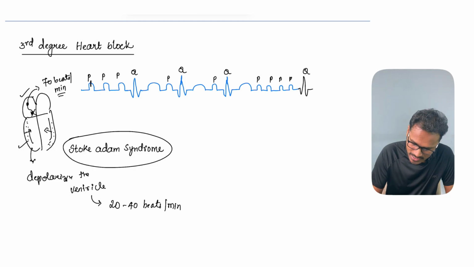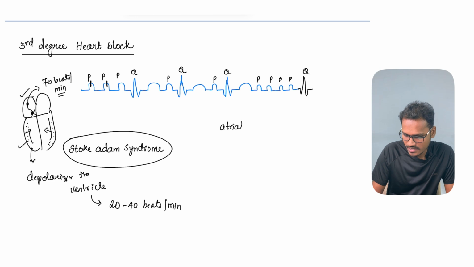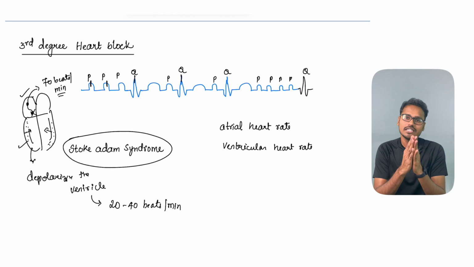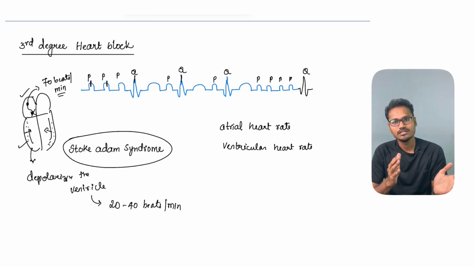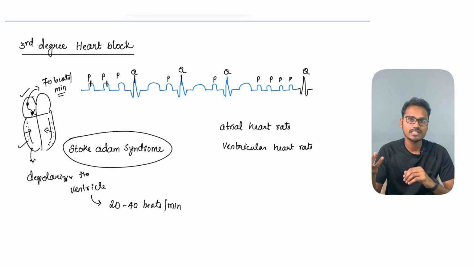So the atrial heart rate will be calculated using the PP interval. So that will be the atrial heart rate. And the QRS complex duration or the RR interval will be used to calculate the ventricular heart rate. So here you can see that the same person is having a separate atrial heart rate and a ventricular heart rate. So in first degree, what did we see? In first degree, there is just a prolongation, but all the SA node impulses are being conducted to the ventricle. In case of third degree, all of them are blocked. None of them is coming. So the atria is beating on its own, the ventricle is beating on its own.